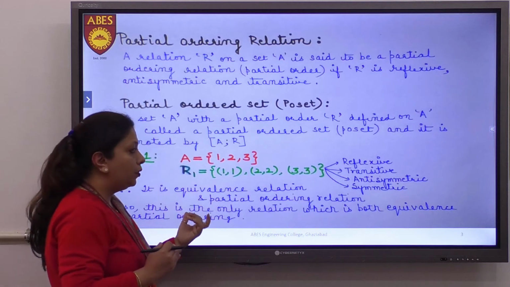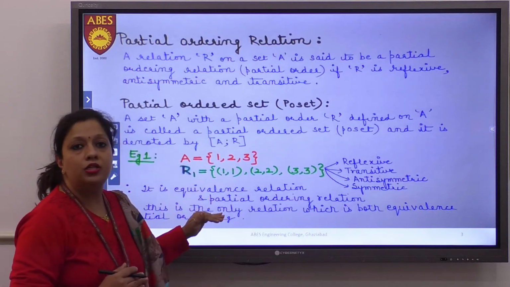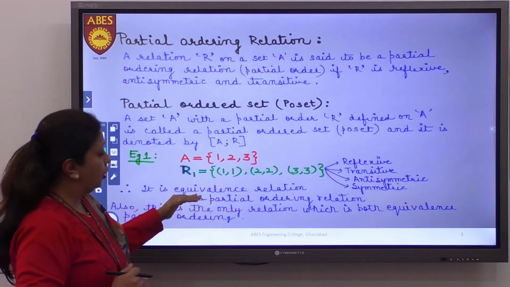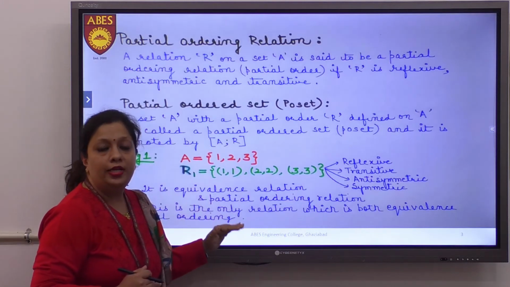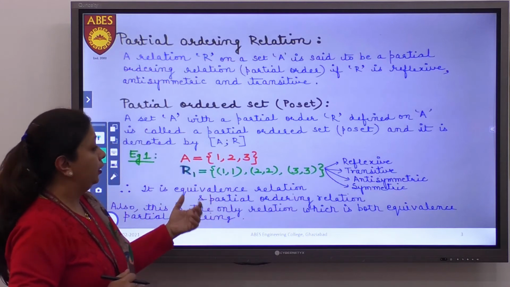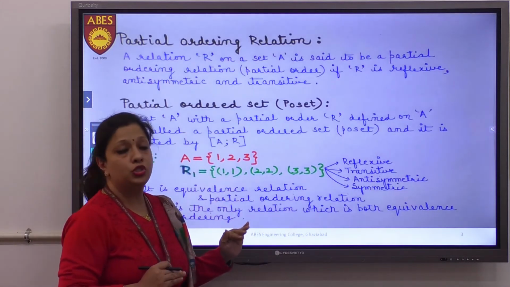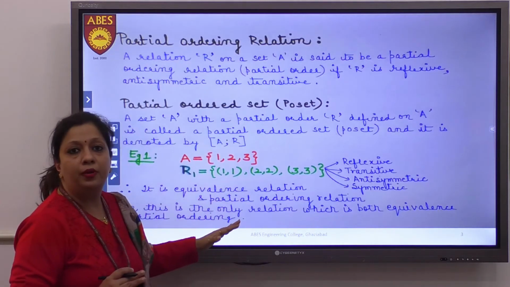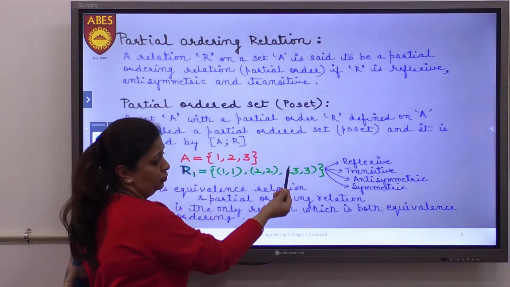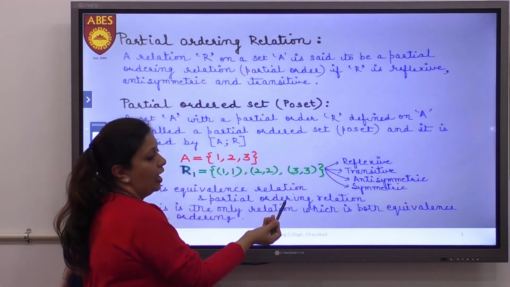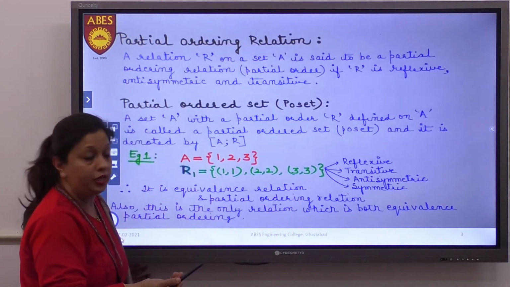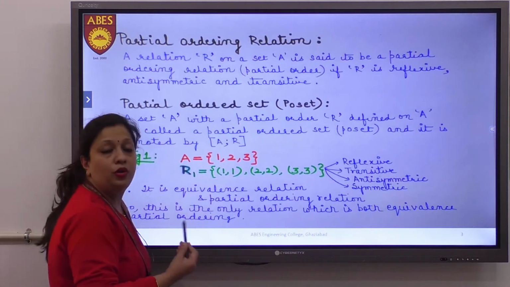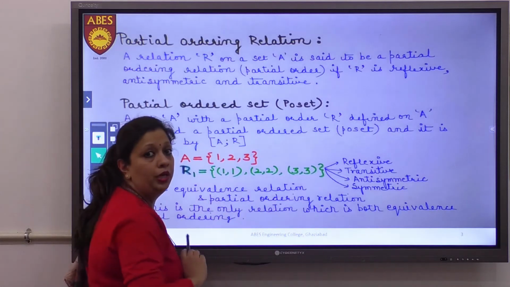And just make a note of it that this is the only relation that can be categorized in both the categories, that is partial ordering as well as equivalence relation. And this is even the smallest relation which is going to be partial ordering or equivalence, because if you remove one element from here, suppose I remove 3, 3, what will happen? It will lose its reflexive property. So it will neither be partial ordering nor be equivalence, because for both of them it requires to be reflexive.